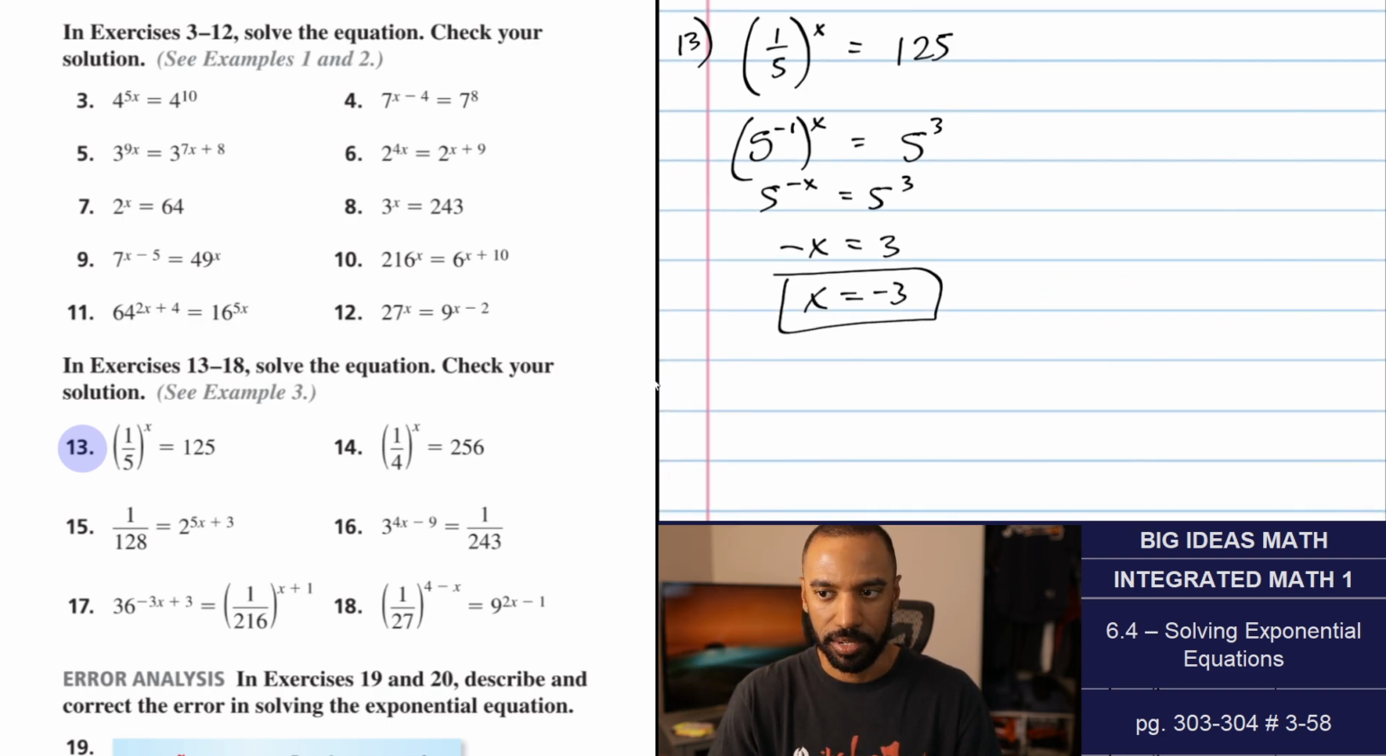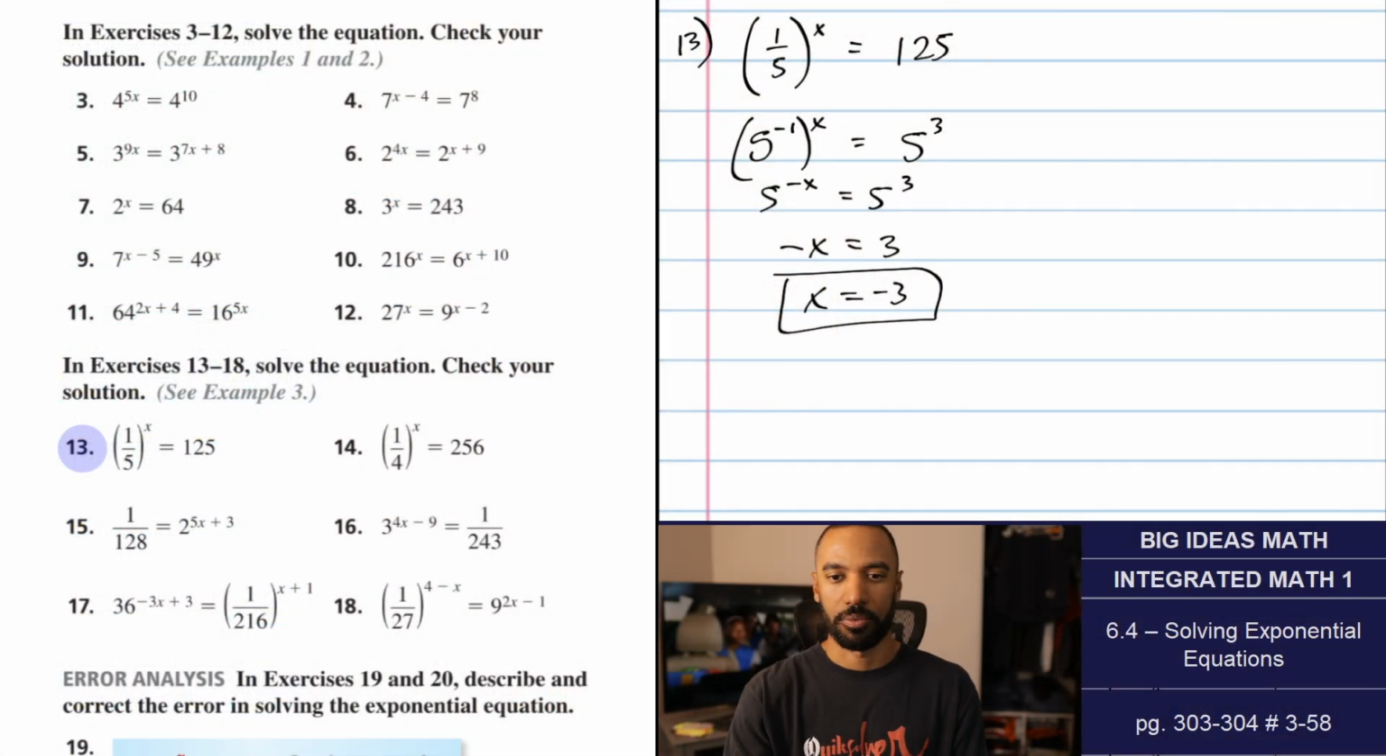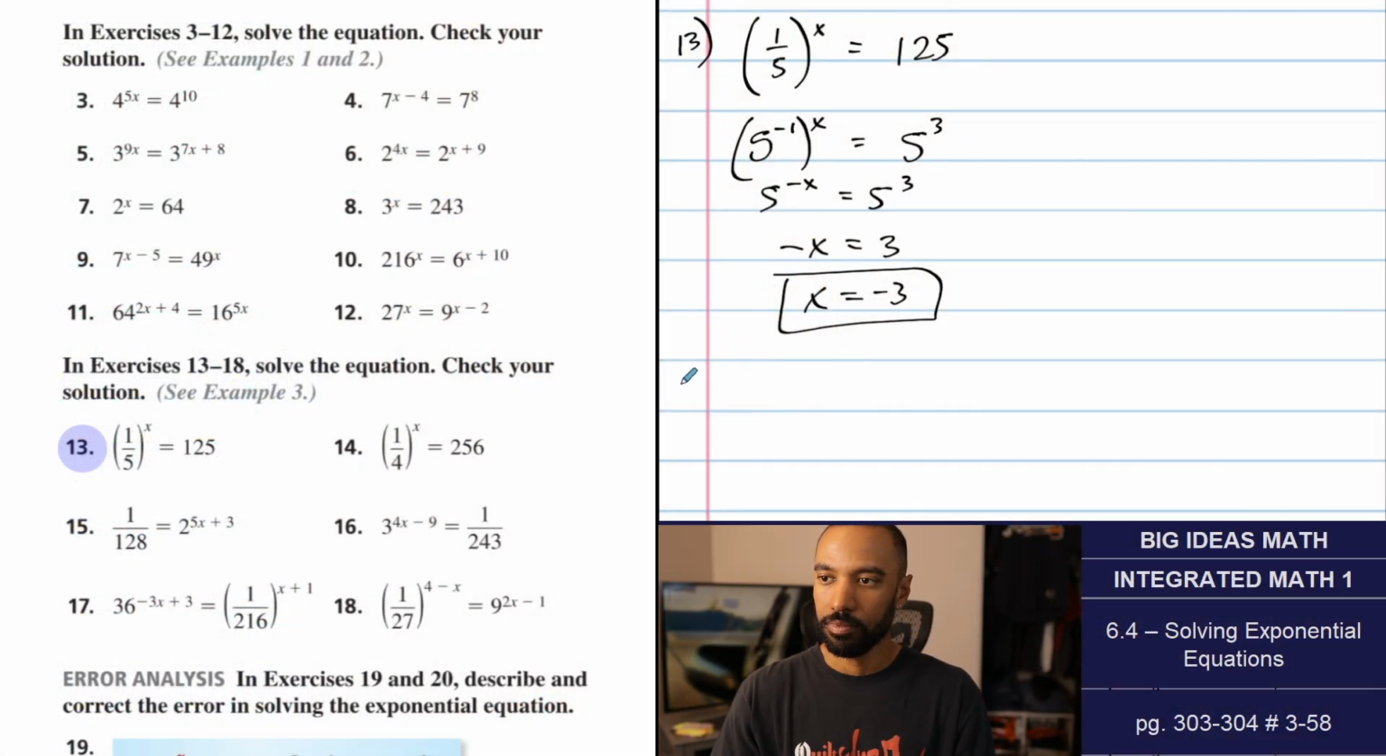You can double check it. I'll go ahead and try that one in the calculator. I won't do very many of these ones, but if I do 1/5, which is also 0.2, but 1/5 to the negative third power, I should actually get 125. There it is. So here's my double check on that one. Number 14.